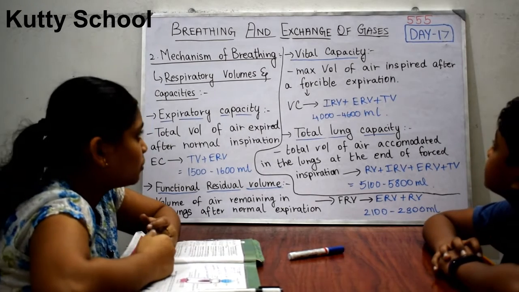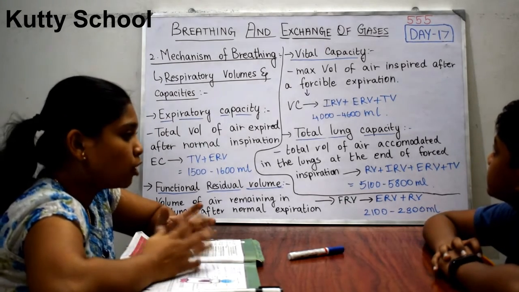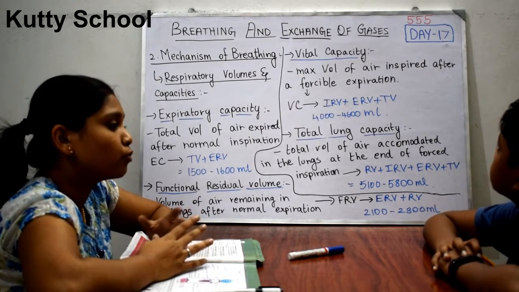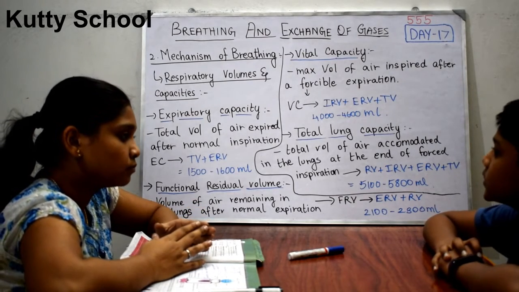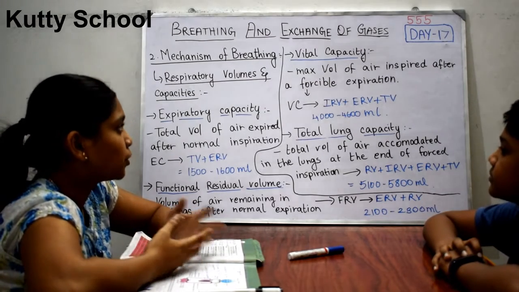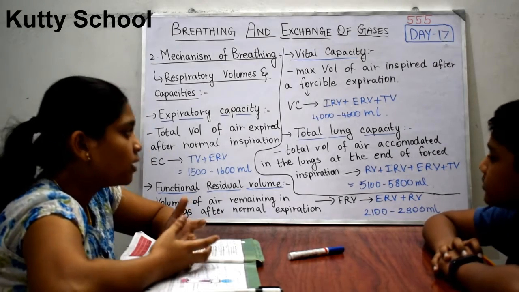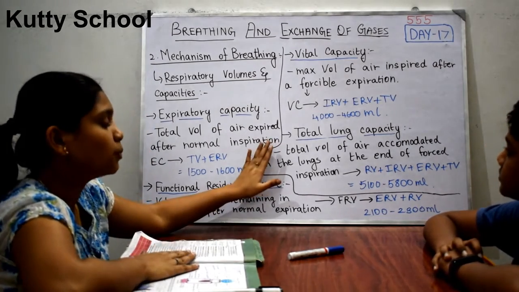So next we are going to see vital capacity. Vital capacity is nothing but the maximum volume of air inspired after forcible expiration. After forcible expiration, the maximum volume of air inspired is known as vital capacity. So it is expiratory reserve volume plus tidal volume plus inspiratory reserve volume.